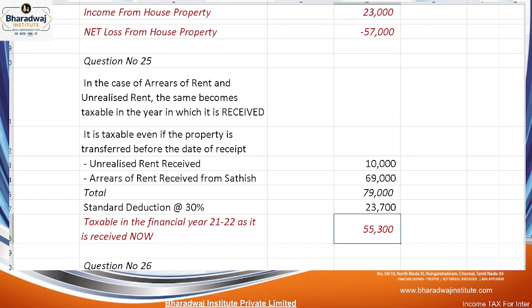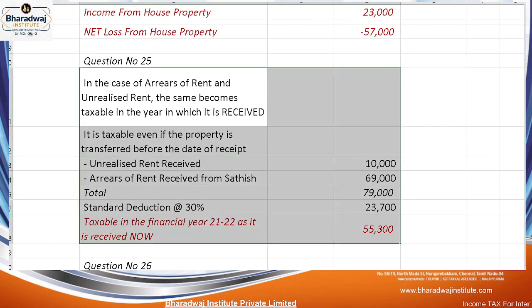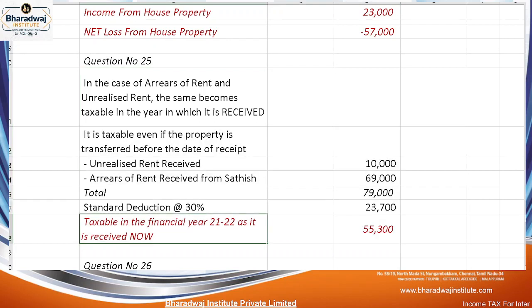Good. Copy this: unrealized rent or arrears of rent recovered is fully taxable after adjusting 30% standard deduction. Done. Next.